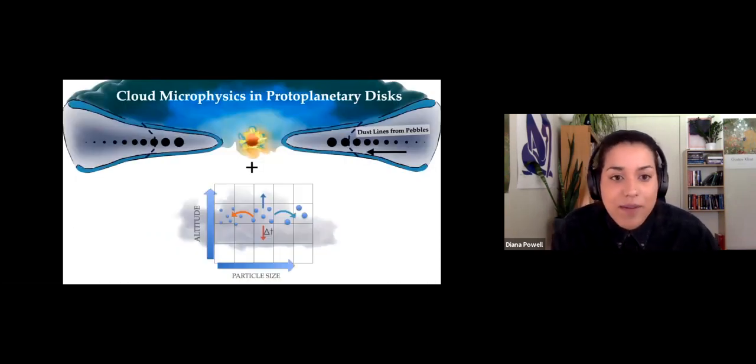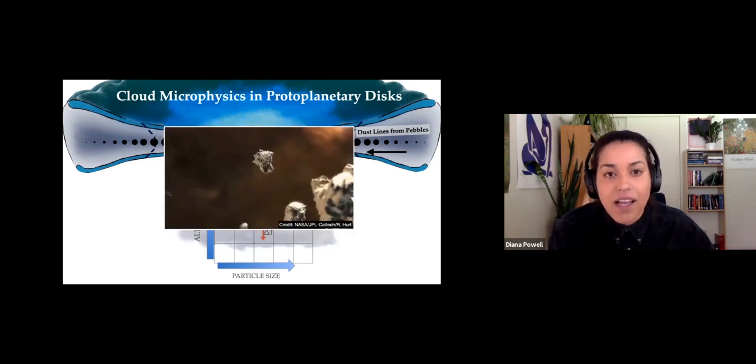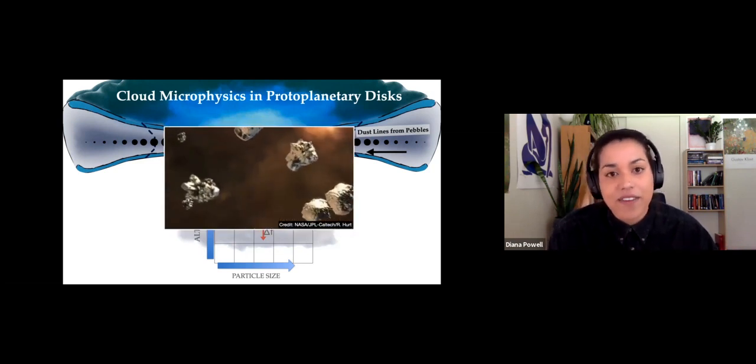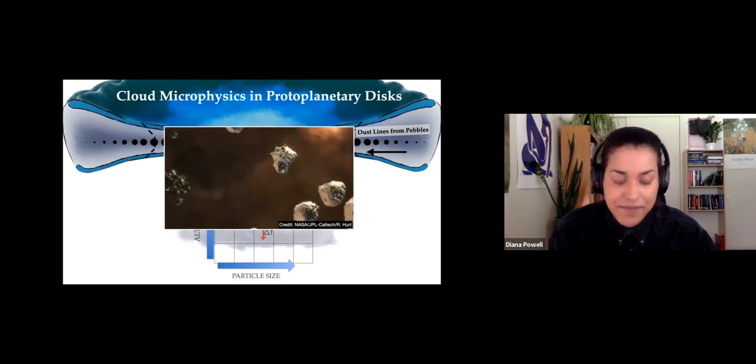And so to address this problem, I've coupled my model for protoplanetary disk properties with an adapted version of the models that I use to study cloud formation and planetary atmospheres. And in this context, I'm modeling the formation of ice on dust in disks.